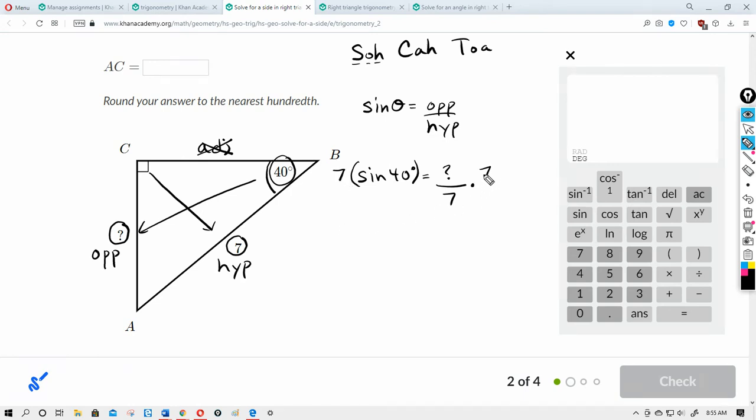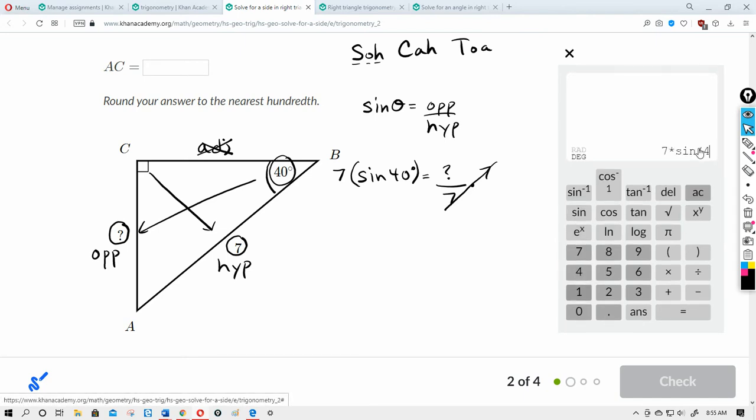On the right-hand side, you have 7 over 7. That cancels. And on the calculator, you want to type 7 times sine of 40. So I'm going to go to the calculator, 7 times sine of 40 degrees, and then close the parentheses. See it right there, 7 sine of 40, hit equals.